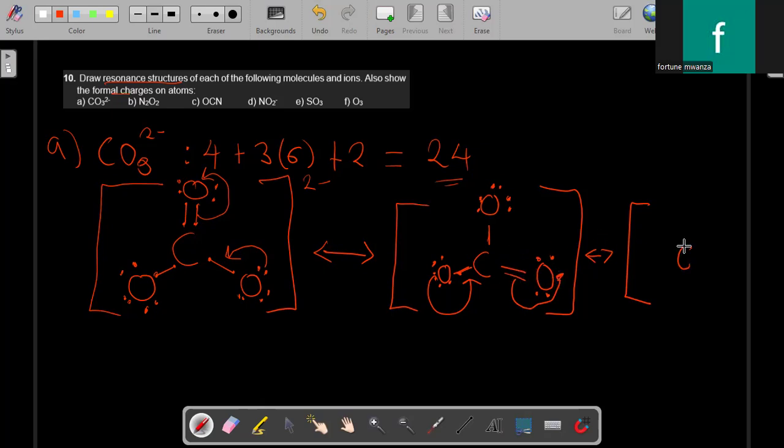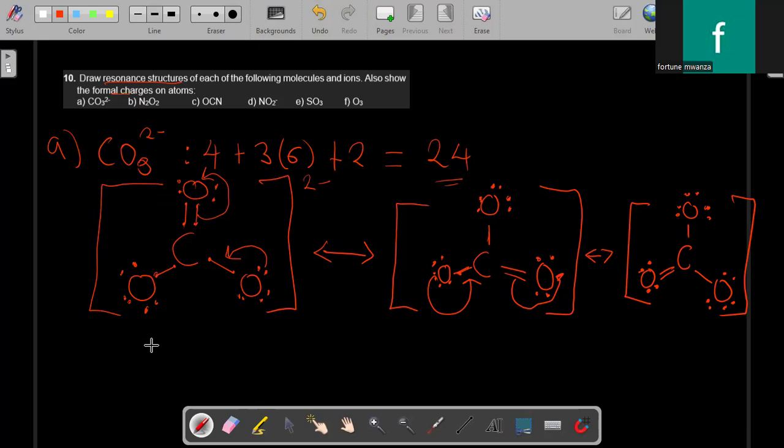So this carbon will be bonded to this oxygen, still having 3 lone pairs of electrons. Then this has dropped electrons, so the double bond is now there. We have 2 lone pairs of electrons there. Then this oxygen now will have a single bond, like that. So meaning it will have 6 lone pairs of electrons. So these are the resonance structures for this ion.